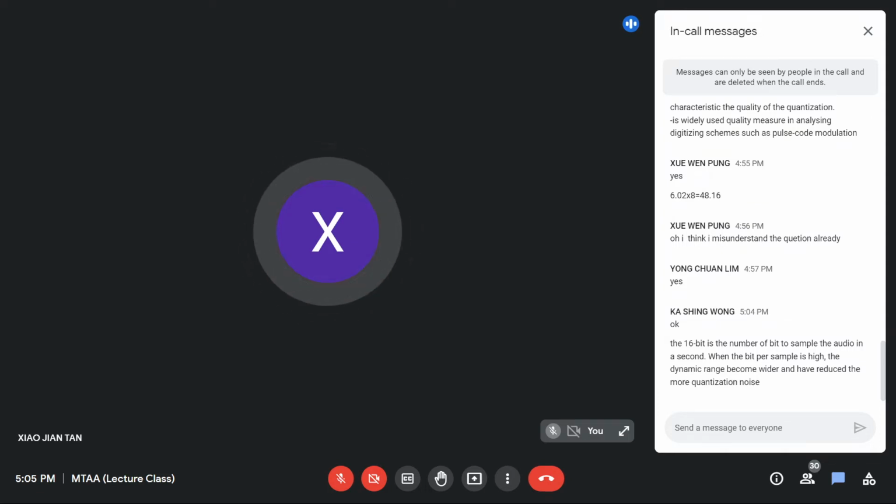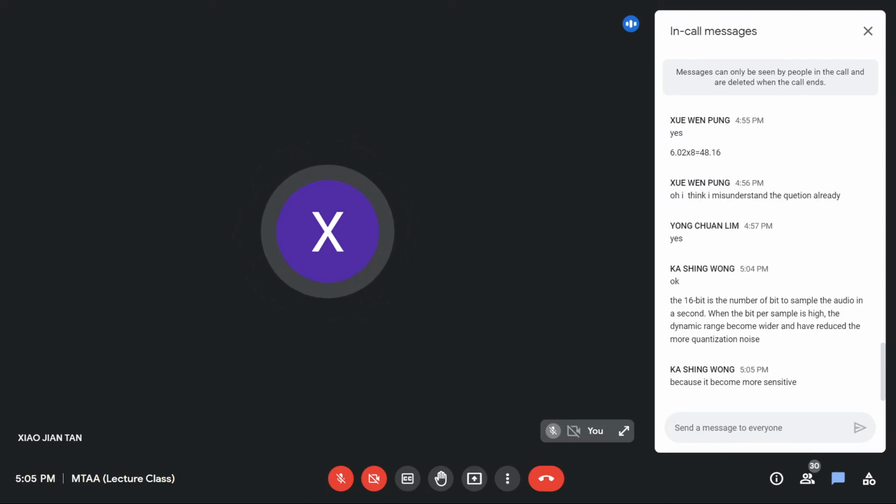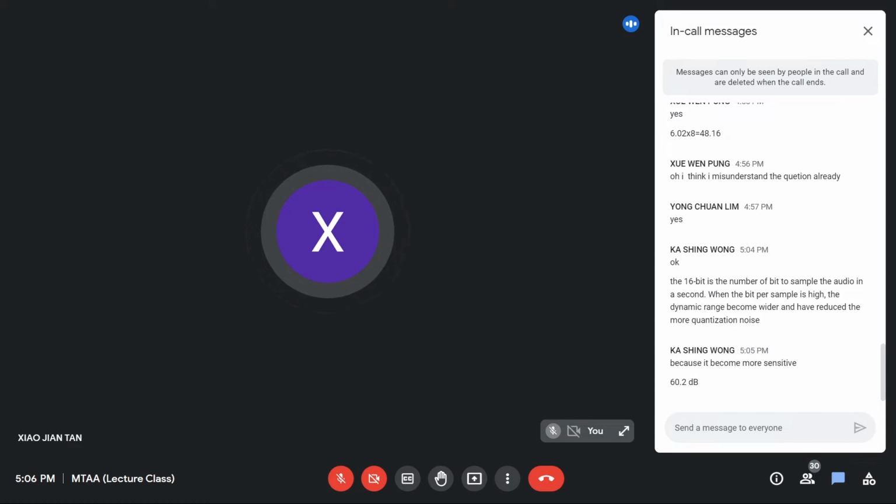Or do you mean the dynamic range is wider, so more quantization noise is being reduced, right? Okay, thank you for the answer. Let me check. But for this one, I believe you need to do some calculations because it asks for determining the worst case of SQNR. Maybe you need an explanation as provided by you, but at the same time, you might need to calculate the worst case using the formula.